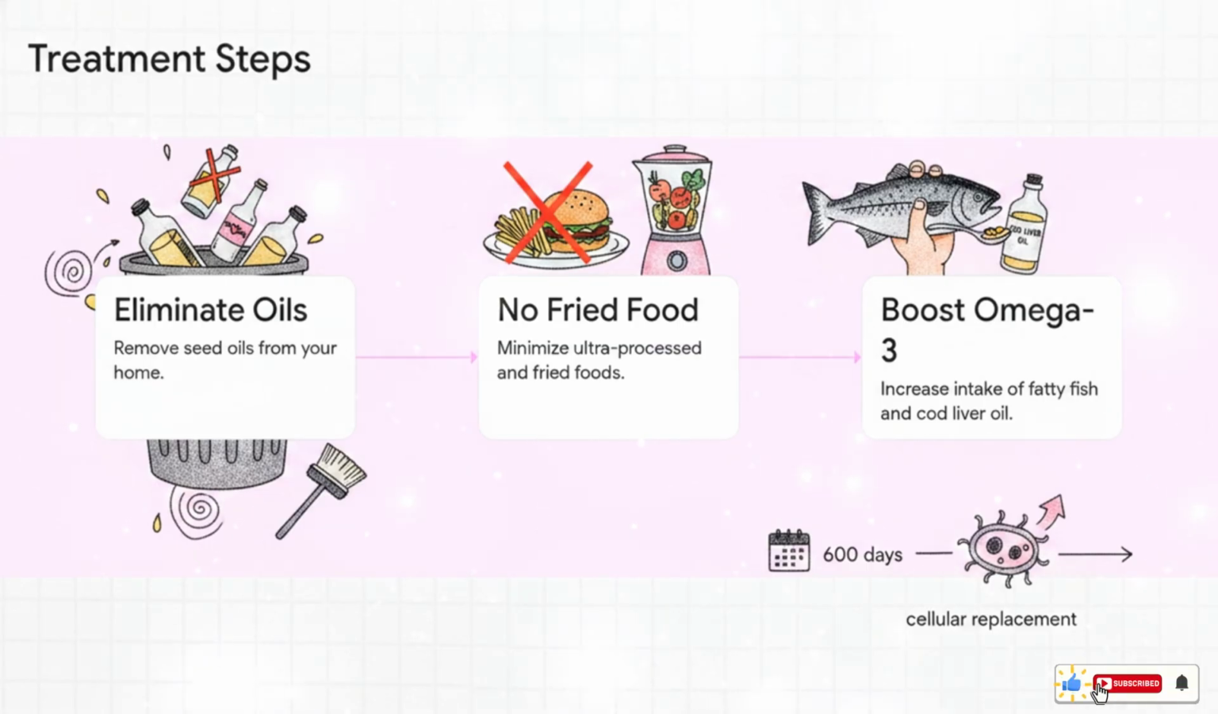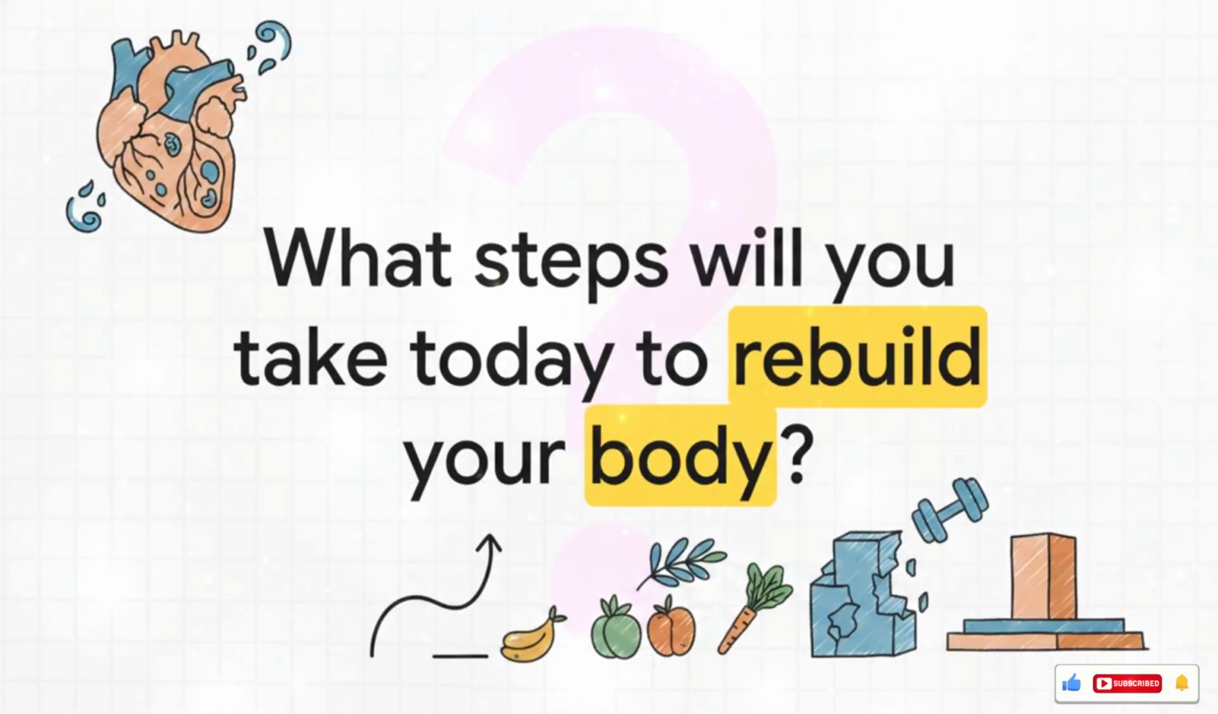But keep in mind, because this fat is literally embedded deep in your tissues, complete cellular replacement takes up to 600 days. It is a long-term commitment to rebuilding your cellular architecture from the ground up. I want to leave you with this final thought. If the physical composition of our bodies, right down to the very walls of our heart cells, has been drastically altered over the last 60 years without our consent, what steps will you take today to take back control and rebuild your body?